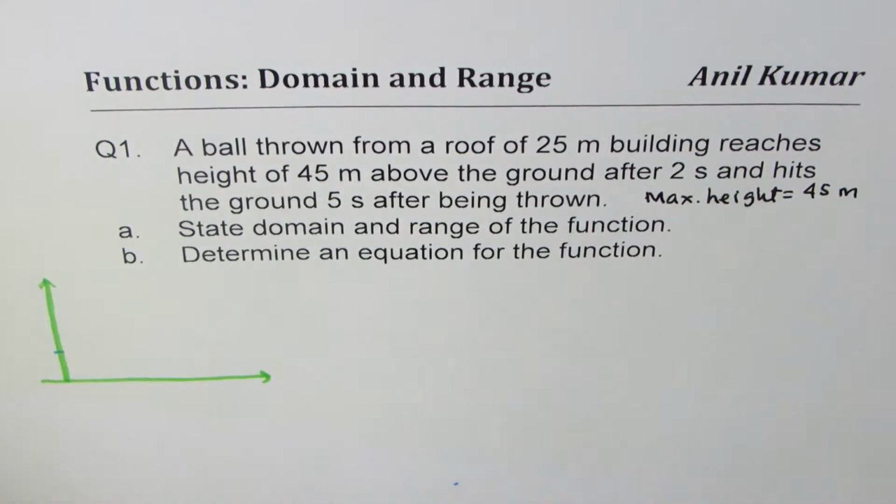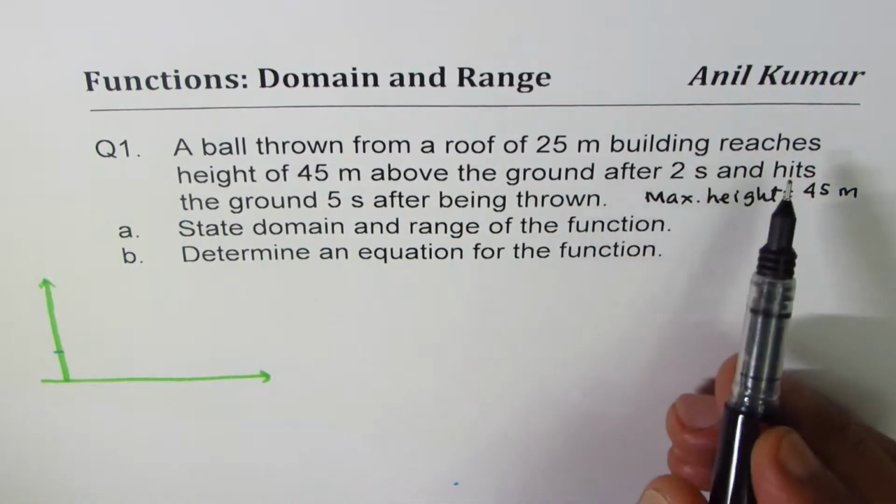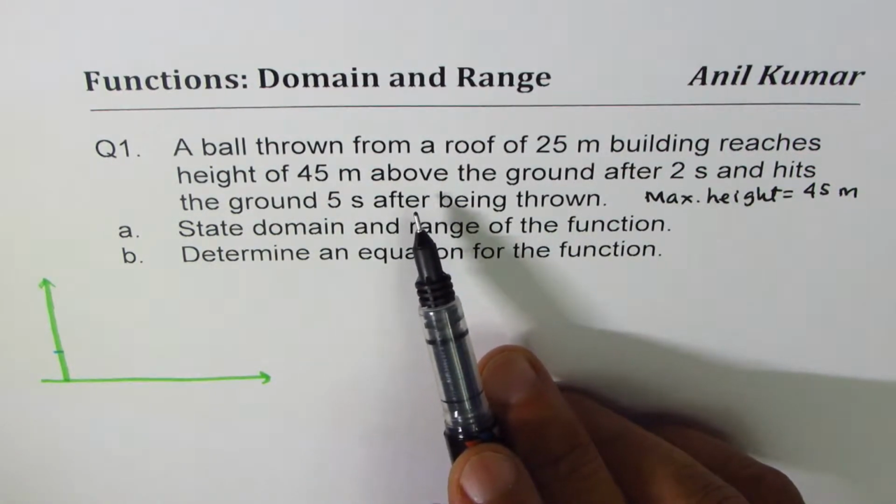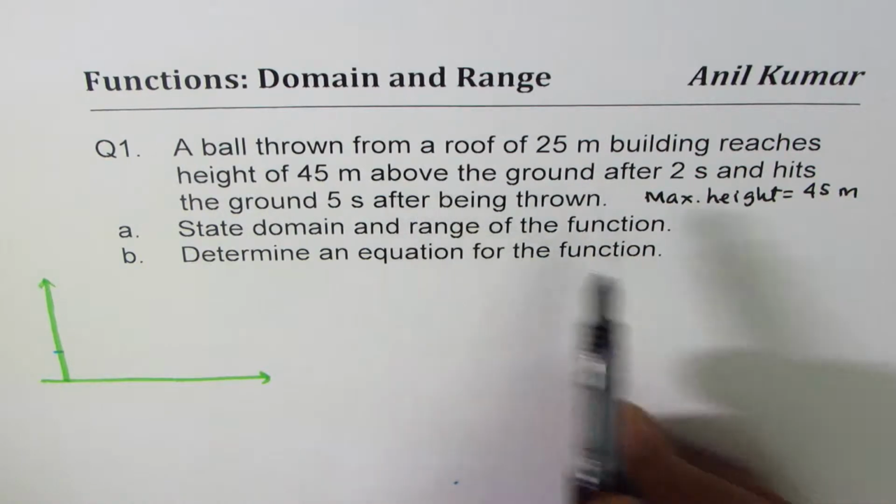Whenever you have some ambiguity in a question, be clear what you're trying to do and what you're assuming. There is no harm in writing down your assumptions. My assumption here is, when I say reaches a height of 45 meters above the ground, we are assuming that to be the maximum height.